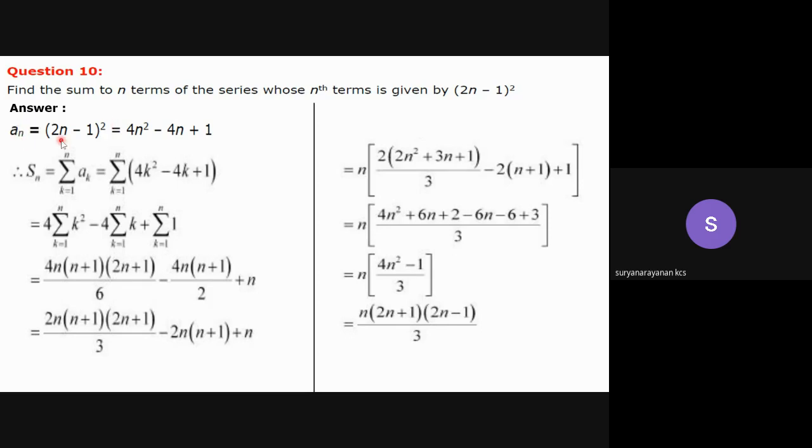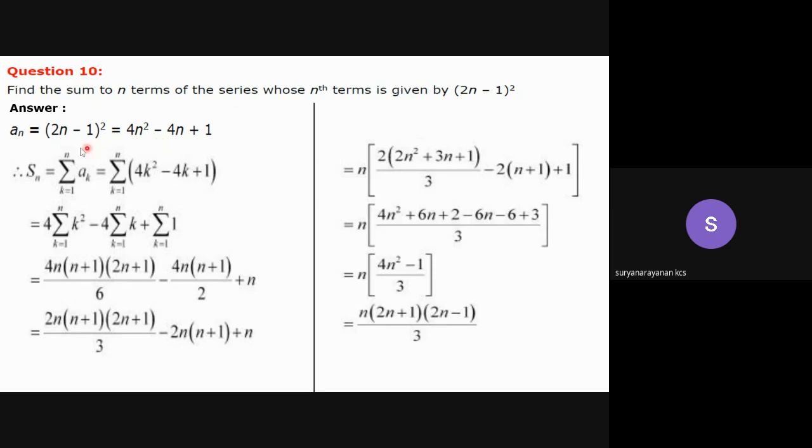An is equal to (2n minus 1) whole square. If you observe this expression, it is in the form of (a minus b) whole square, where a is equal to 2n and b is equal to 1. What is the formula for (a minus b) whole square? Do you remember? a square minus 2ab plus b square. By applying that algebraic identity, we get these three terms: 4n square minus 4n plus 1. Okay, we got the nth term of the given series.